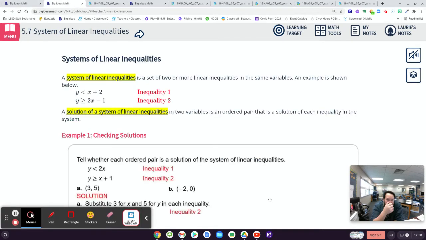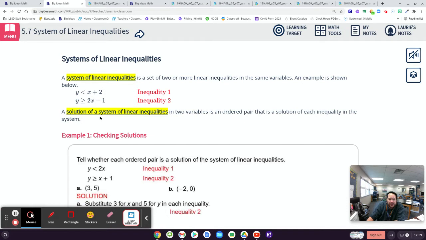So a system of linear inequalities is a set of two or more linear inequalities using the same variables like x and y. So here's an example. We have one that's y is less than x plus 2, and another one that's y is greater than or equal to 2x minus 1.